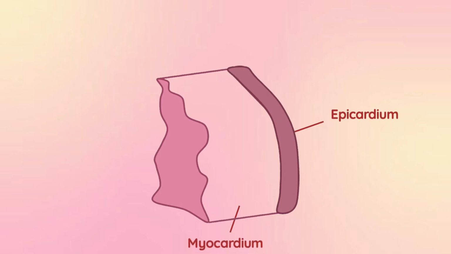The myocardium is a thick muscular middle layer consisting of cardiac muscle. It forms the bulk of the heart and is responsible for contraction. The endocardium is the thin inner layer that lines the heart's chambers and valves.